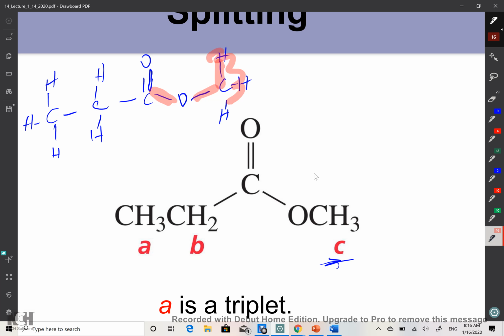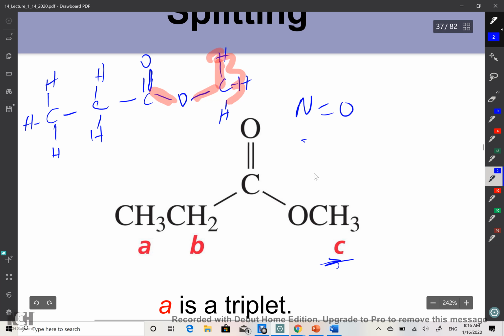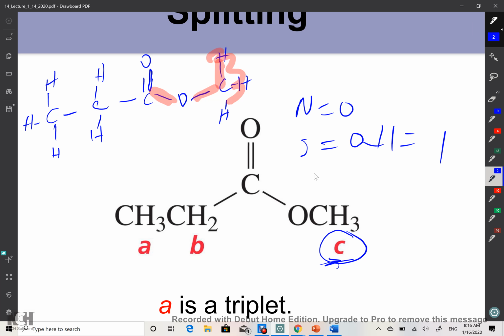Does that make sense? So we have 0. The value of N for C will be 0. And so the splitting for C will be 0 plus 1. That gives you 1. So C will be a singlet. It means that if you go to the NMR spectrum, you will only see the signal generated by C as just a single line. That's the meaning of being a singlet. Yes, Shelby.